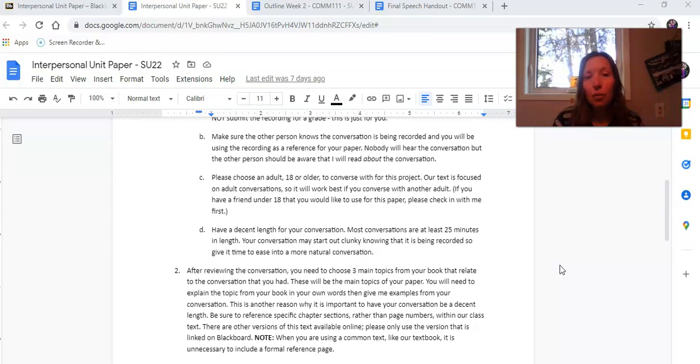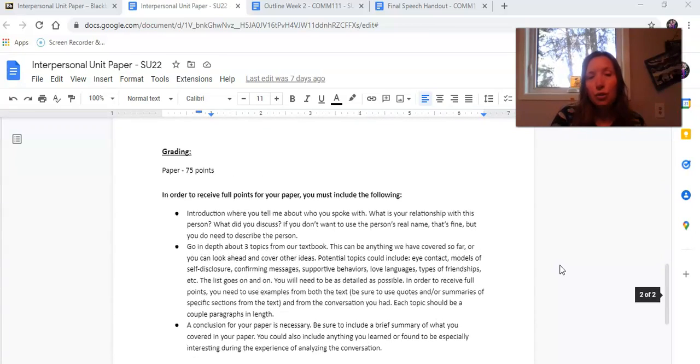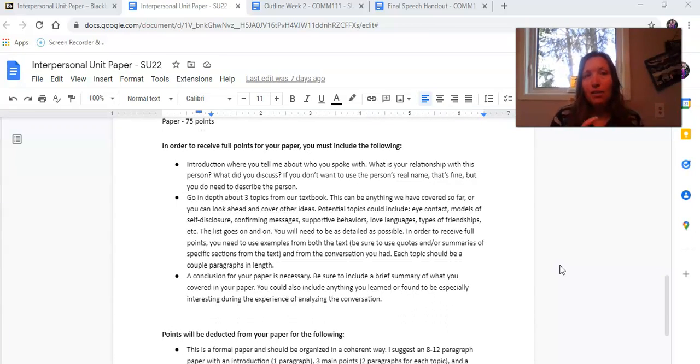So what I'm looking for is for you to write a paper that includes 3 ideas from the text. And I've given you some examples of what that could look like. You can use any area of the textbook that you would like, but you do need to use details from both the text and the conversation that you had with the other person that you are talking with.